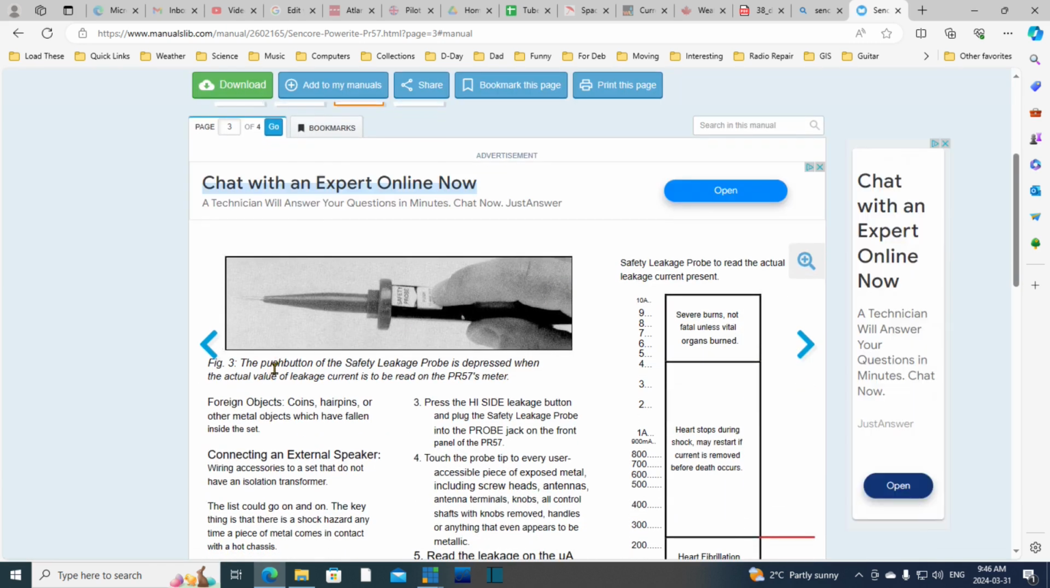Okay. The push button of the safety leakage probe is depressed when the actual value of leakage current is to be read. It has a button, but when you push the button here, it doesn't seem to do anything. So we'll find out.